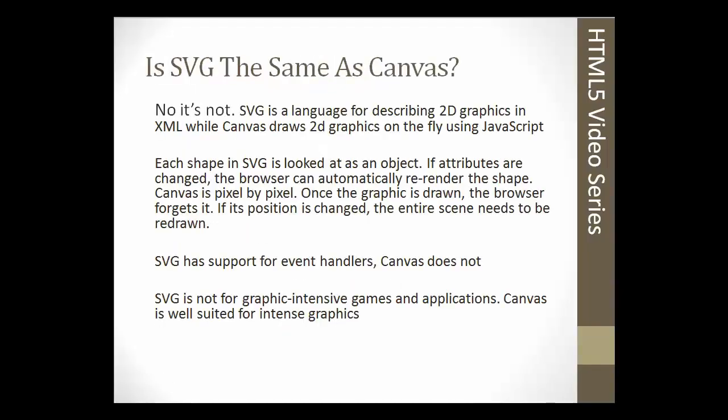Alright, so the differences between SVG and Canvas. They're not the same. SVG is a language for describing 2D graphics in XML, and Canvas draws 2D graphics on the fly using JavaScript. So they're not the same. Each shape in SVG is looked at as an object. If attributes are changed, the browser can automatically re-render the shape. Canvas is pixel by pixel. Once the graphic is drawn, the browser forgets it. If its position is changed, the entire scene needs to be redrawn.